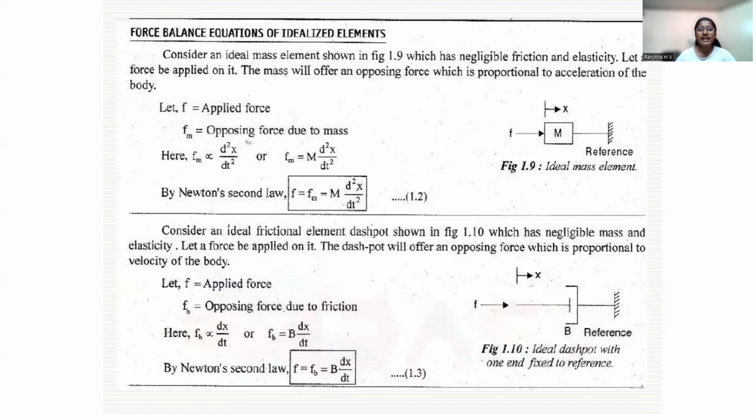Next, consider an ideal frictional element, the dashpot, as shown in the figure, which has negligible mass and elasticity. Let a force be applied on it. The dashpot will offer an opposing force which is proportional to the velocity of the body. Here F is the applied force and Fb is the opposing force due to friction. Fb is proportional to dx by dt, and Fb is equal to B into dx by dt. By using Newton's second law, we get F is equal to Fb is equal to B into dx by dt.